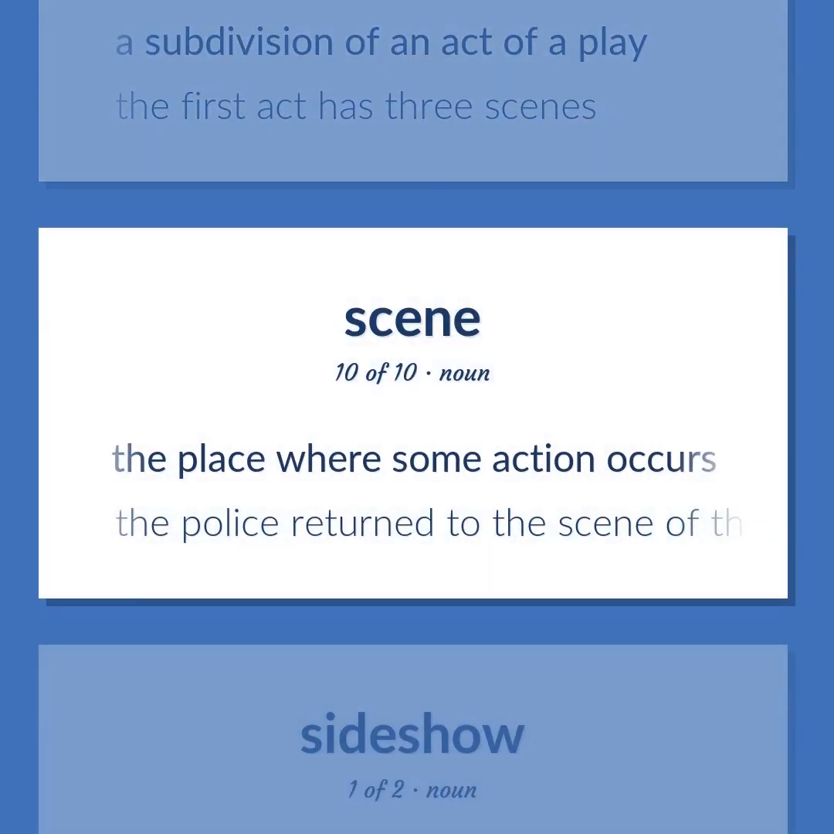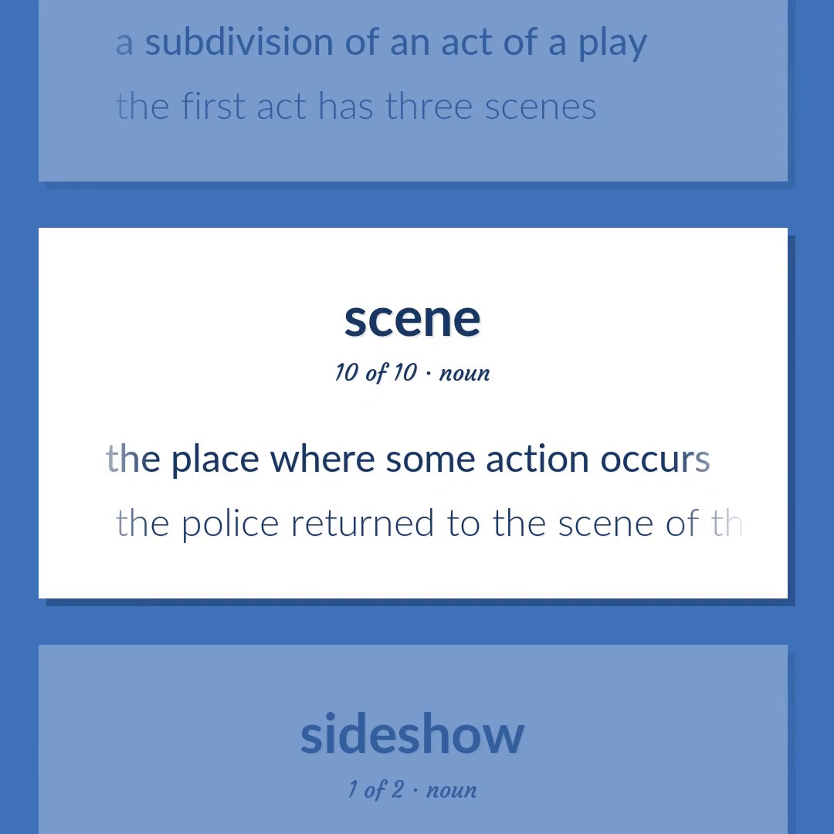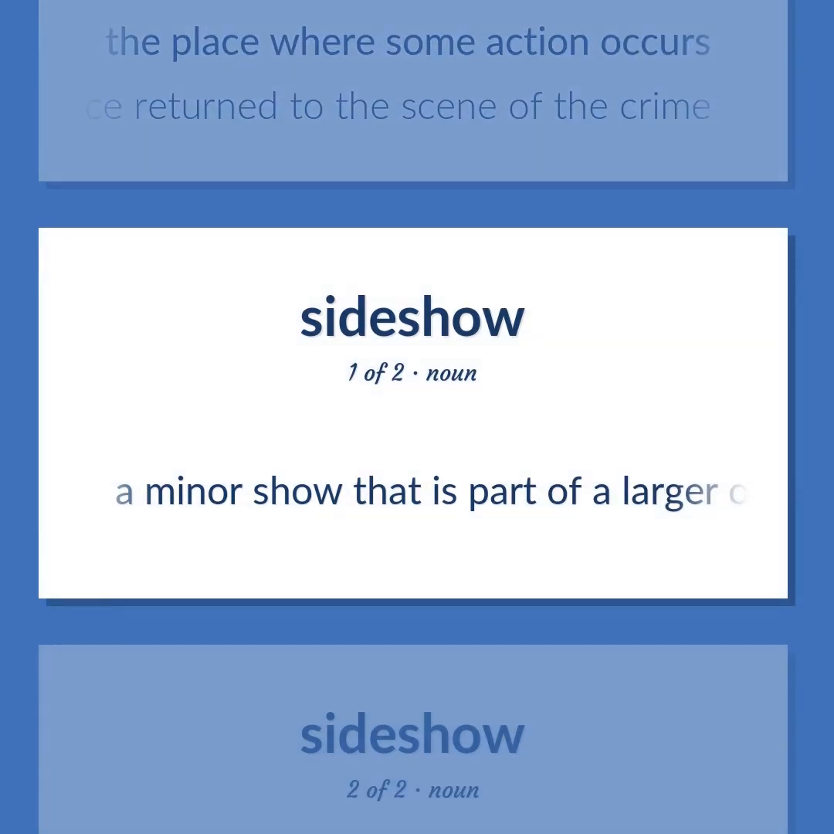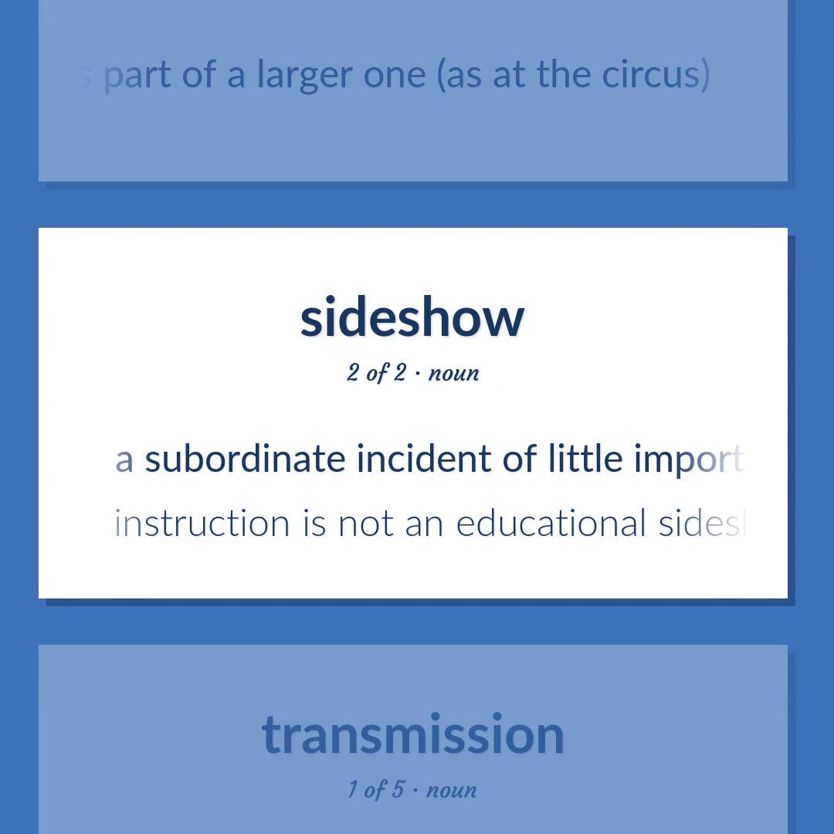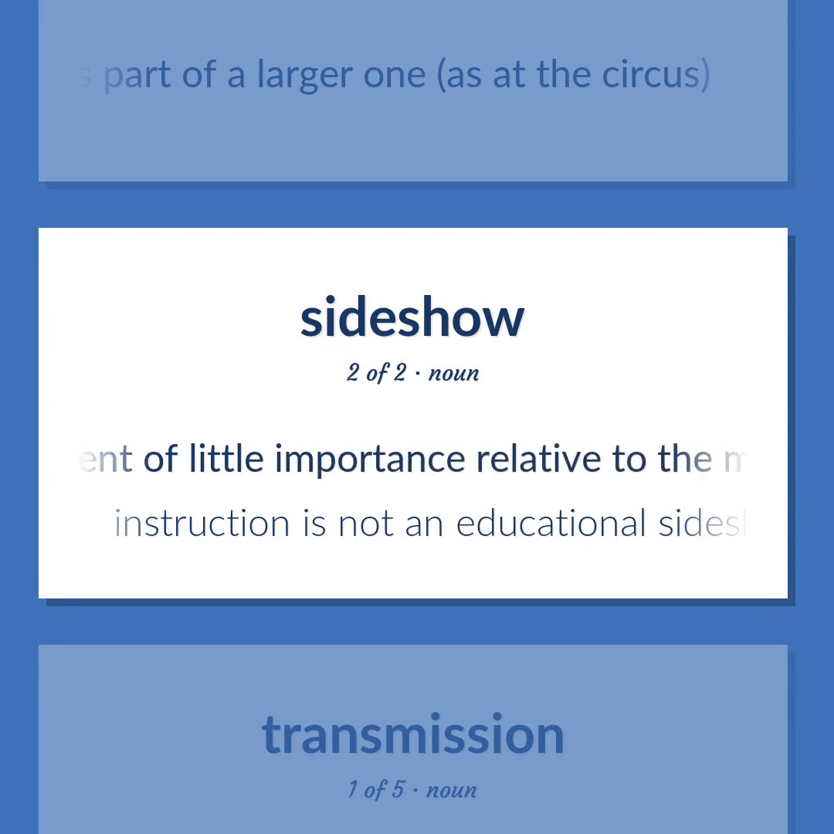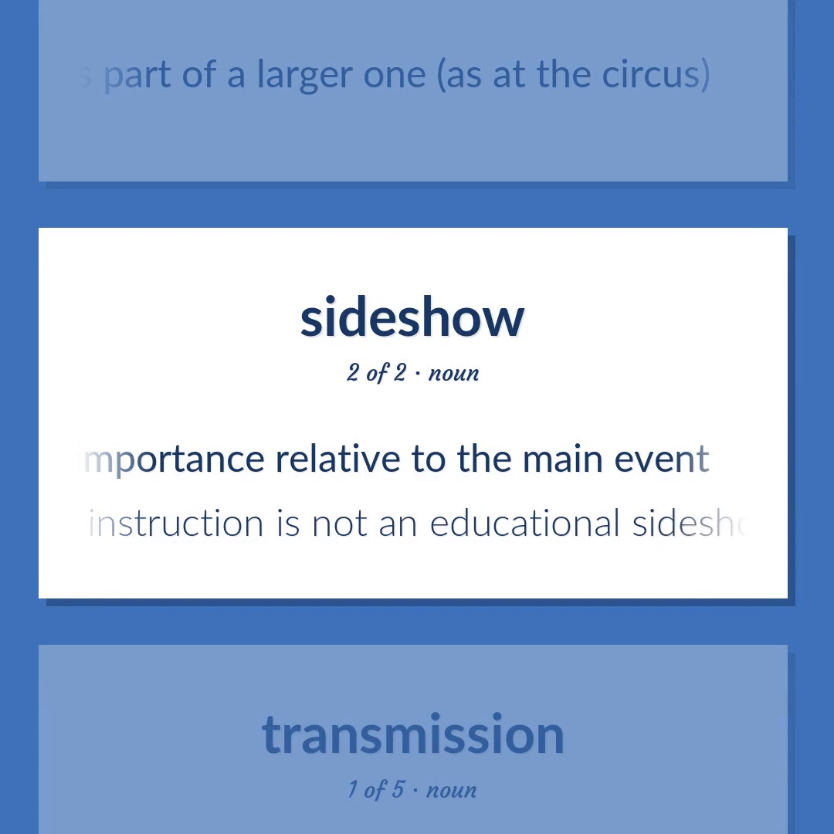The place where some action occurs. The police returned to the scene of the crime. Sideshow: a minor show that is part of a larger one, as at the circus. A subordinate incident of little importance relative to the main event. Instruction is not an educational sideshow.